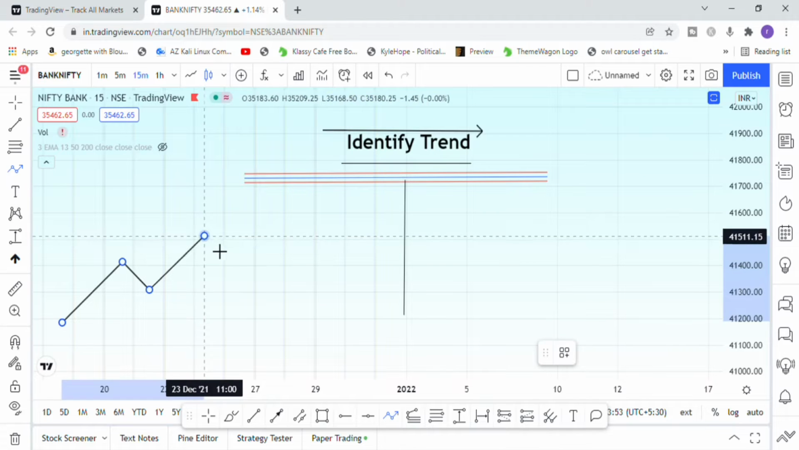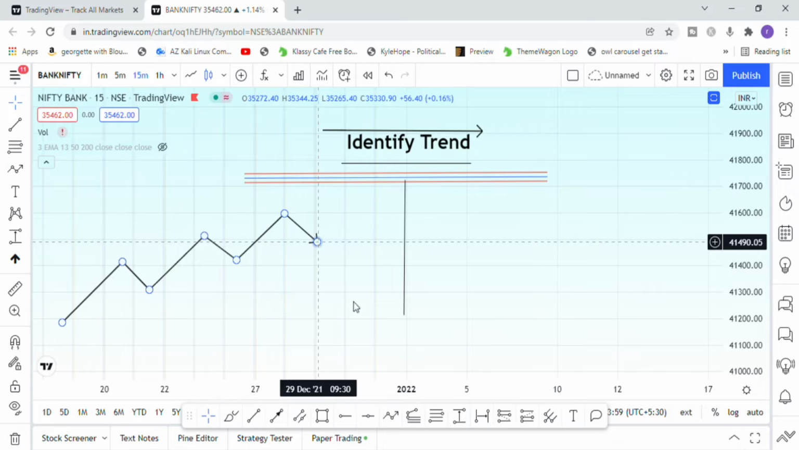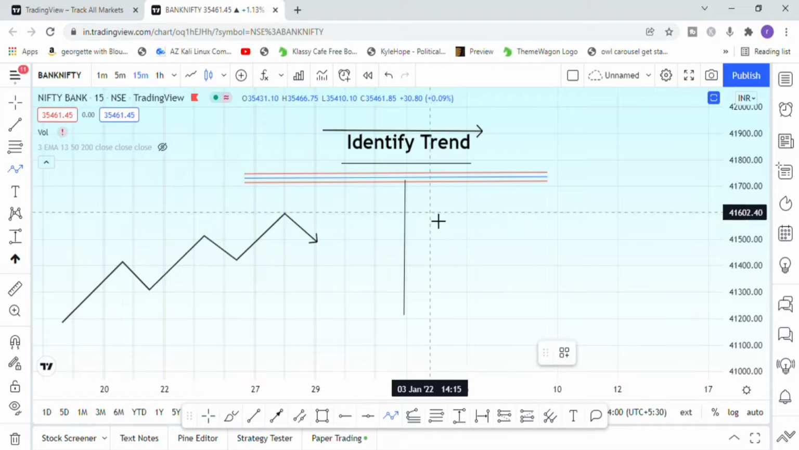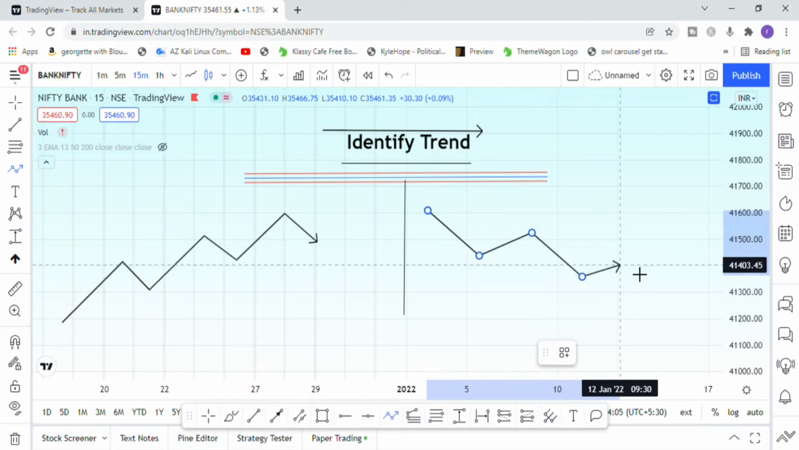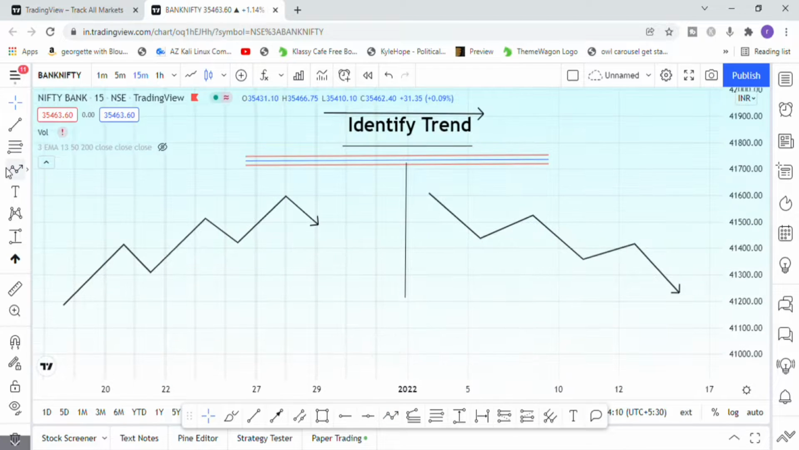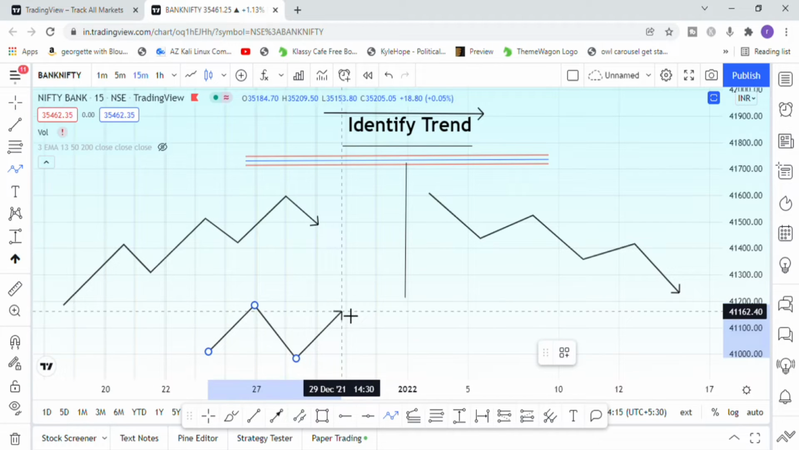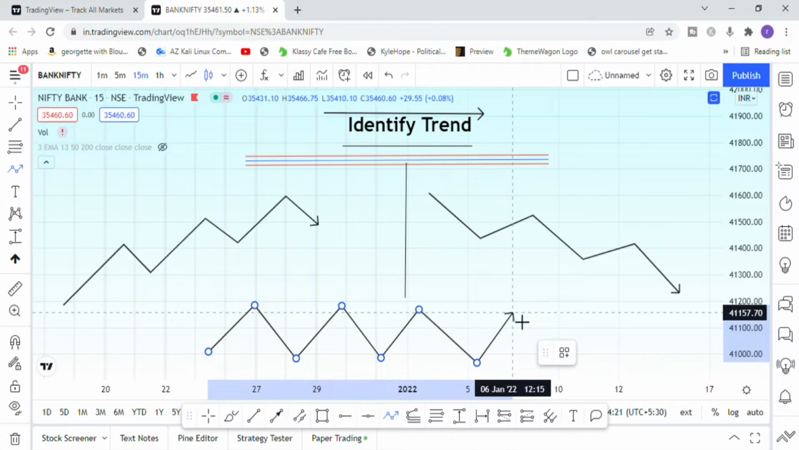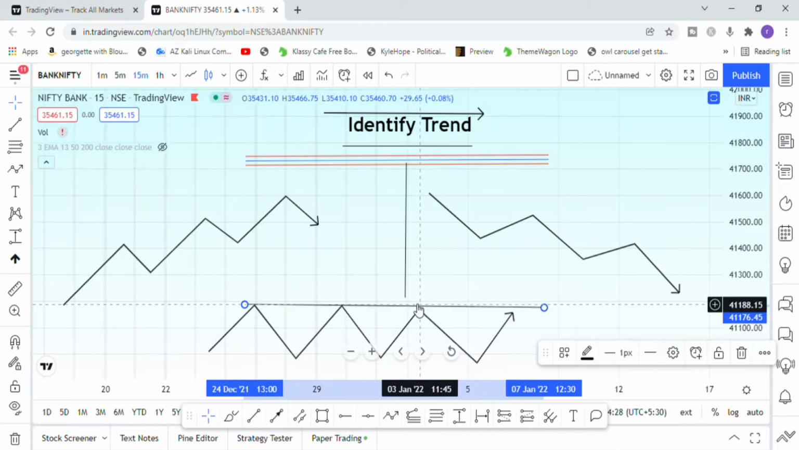First is an uptrend, where the market shows higher highs and higher lows. Second is a downtrend, in which the market forms lower highs and lower lows. And third is a consolidation market, where the market cannot form higher highs, higher lows or lower highs, lower lows. That means the market is sideways or in consolidation.